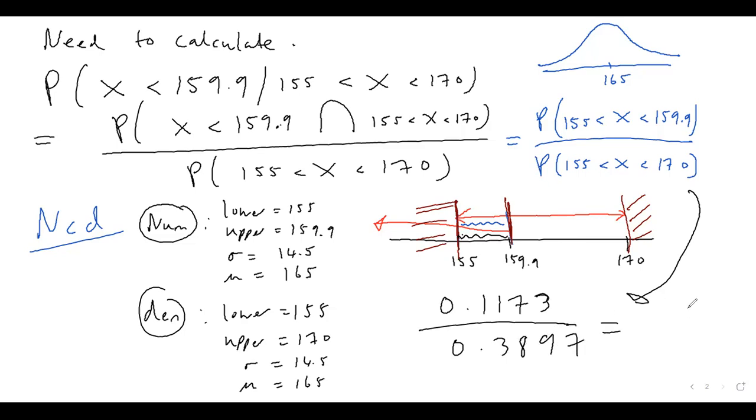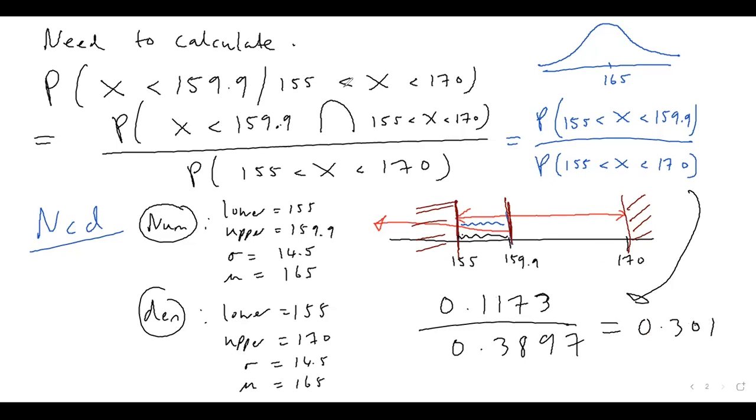So when we do this, we can go to the main run maths menu. 0.1173 divided by, I'm just going to press shift answer. So I get this. You may get slightly different numbers depending on how accurate the numbers you use are, but it's going to be approximately 0.3.